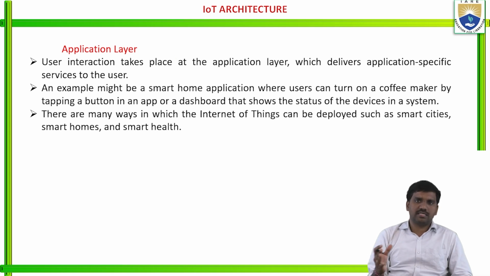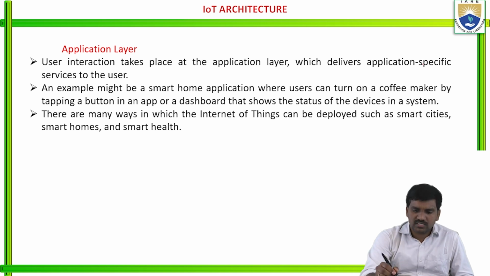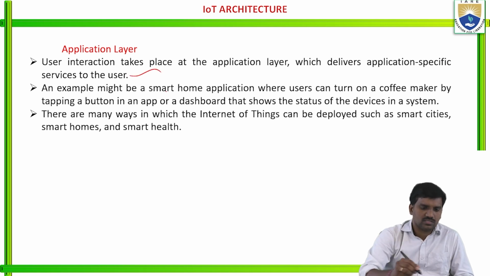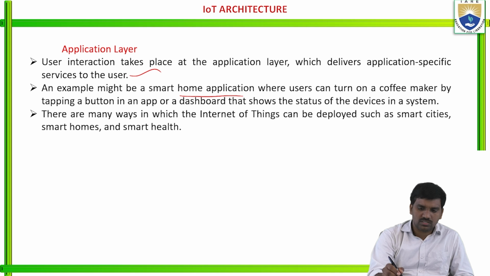So after the last movement, the last point is the application layer. In order to develop real-time applications, user interaction takes place at the application layer, which delivers application-specific services to the user. An example might be a smart home application, where users can turn a coffee maker on and off by tapping a button in an app that shows the status of the devices.